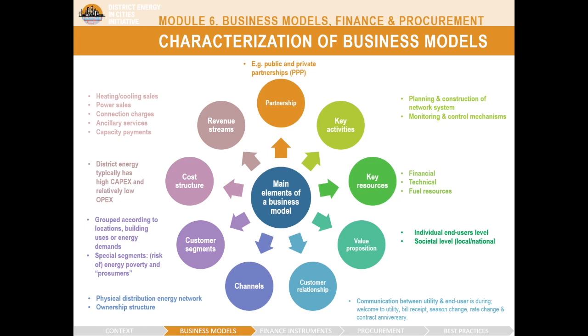Ancillary services and capacity payments. A capacity premium may be provided if the system is embedded in an area with a stressed power grid or if it provides balancing services to the regional or national electricity grid.